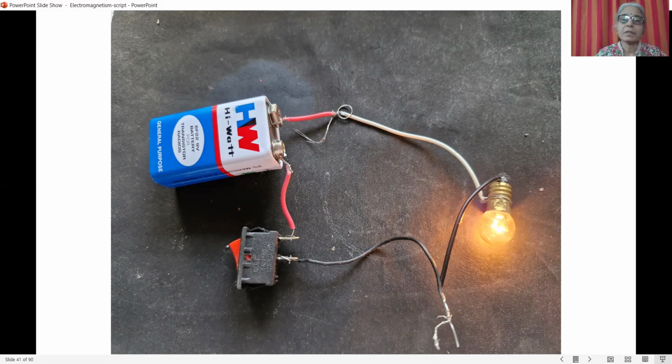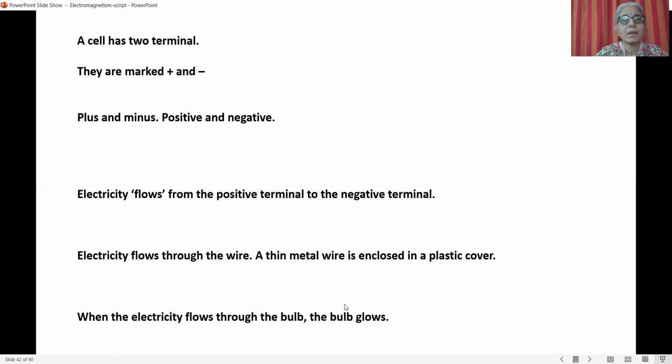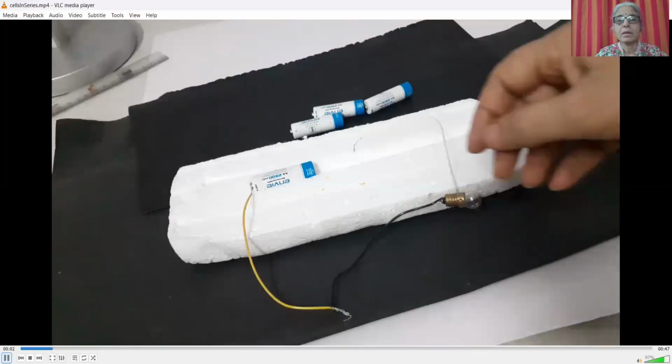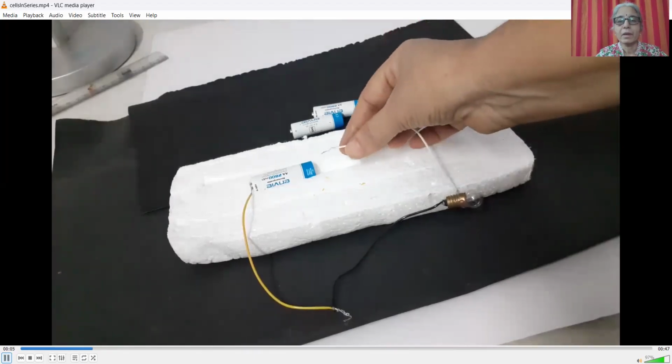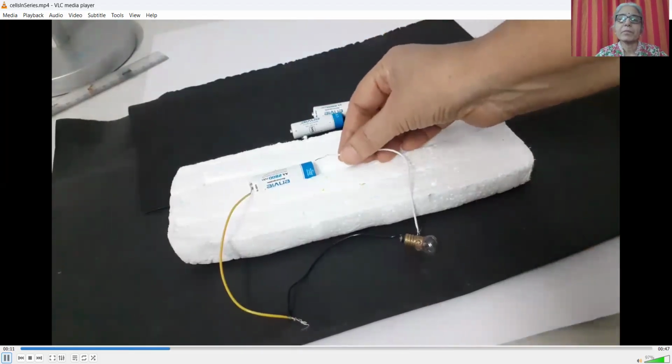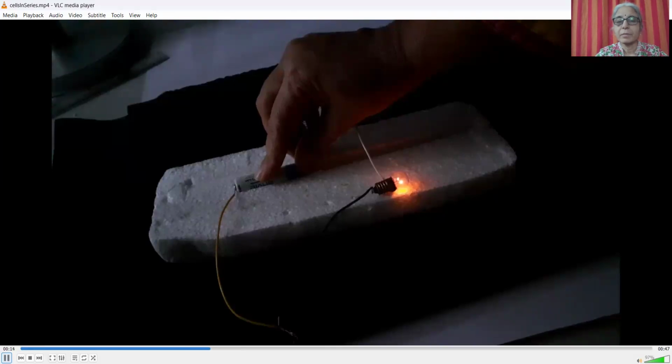The cell has two terminals, two ends, and from one end of the cell, we connect a connecting wire, which is made of metal, usually steel, and covered in plastic. That wire is connected to one terminal of the bulb, and from the other terminal, you have a wire going back to the battery. So this is how we connect a bulb to the cell and make the bulb glow.